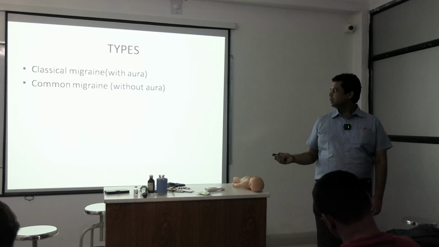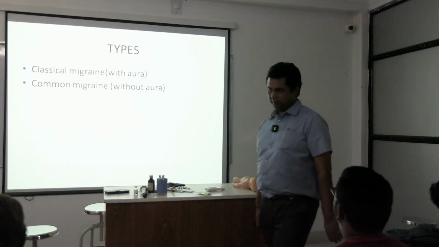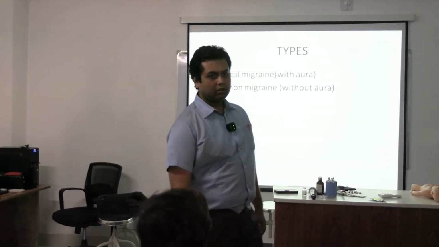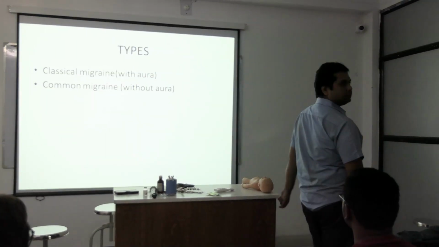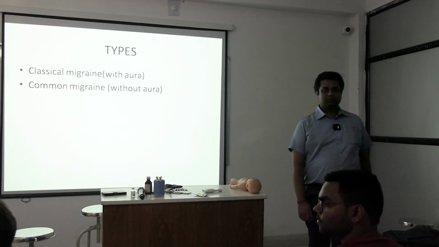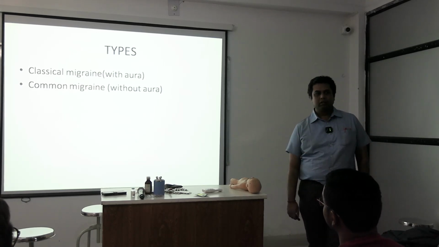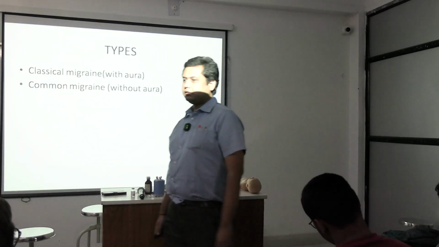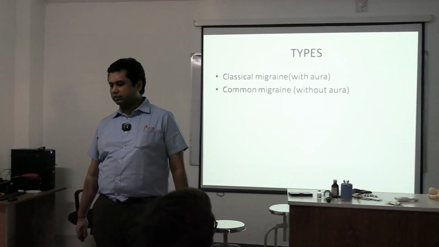Then there is the common migraine without aura. That is the maximum cases, 80% of the cases without the aura. Then there is chronic migraine. Chronic migraine, more than 15 attacks per month for 3 months in a row. That is known as chronic migraine.